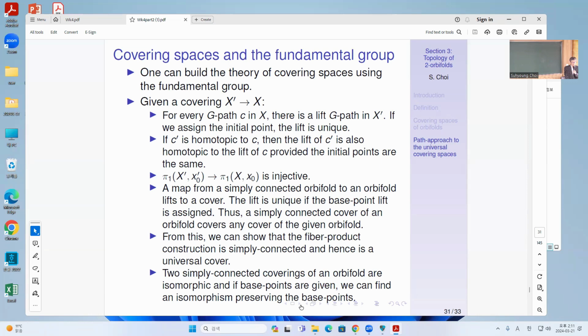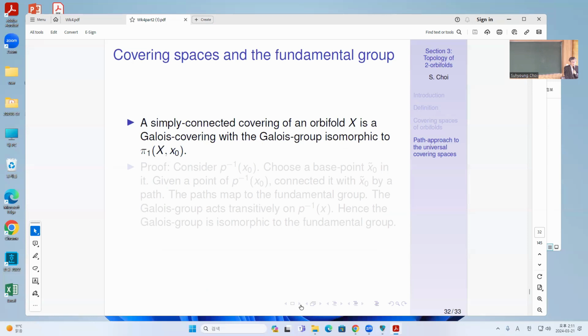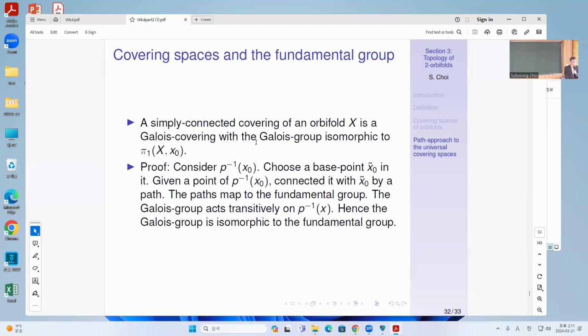Okay, so those things all can be done. The simply connected covering of an orbifold X is a Galois covering with Galois group isomorphic to the orbifold fundamental group. Galois group here just means the deck transformation group of the orbifold covering. The proof is that you look at the regular points and their inverse image, then you choose a base point from it, and you can connect it with any path, and then the path maps to the fundamental group. The Galois group acts transitively on this, so you can then use this to identify the fundamental group with the Galois group. That's how you can prove this.